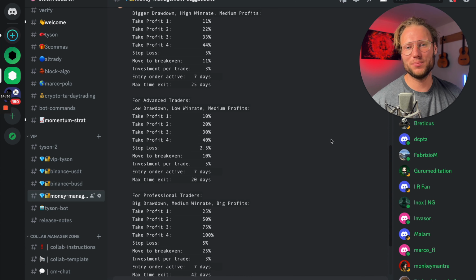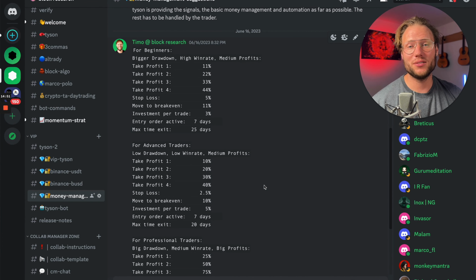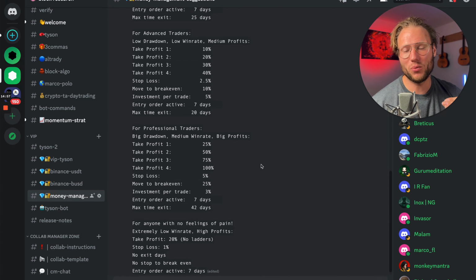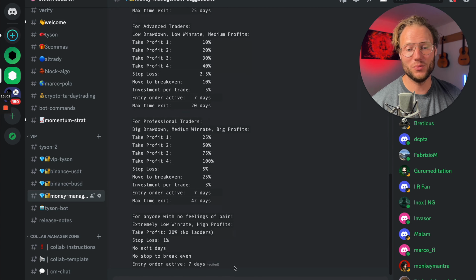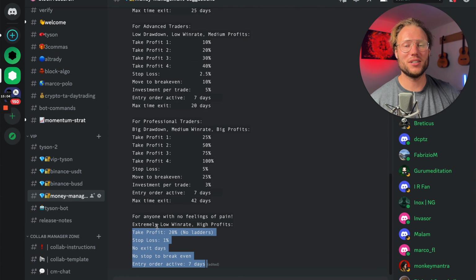This is actually, you could say, the main reason most people fail, because having a low win rate is very hard. It's not fun to trade, and people want high win rates. That's why they usually don't make much profit, or make profits for quite a while and then lose everything in one big loss. So the most extreme setting, I didn't try it myself yet.